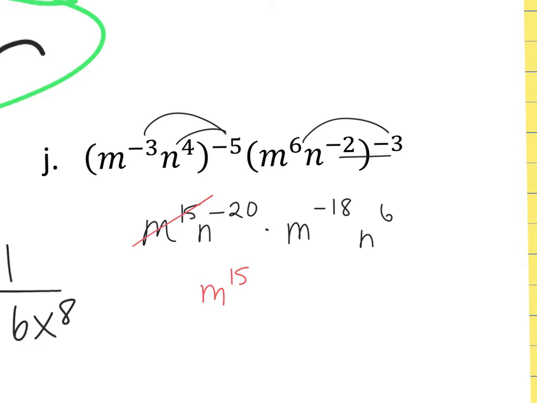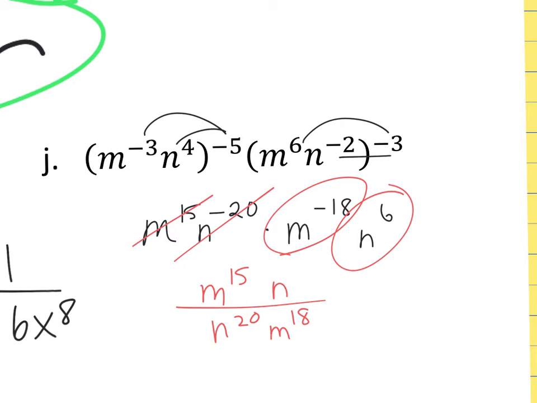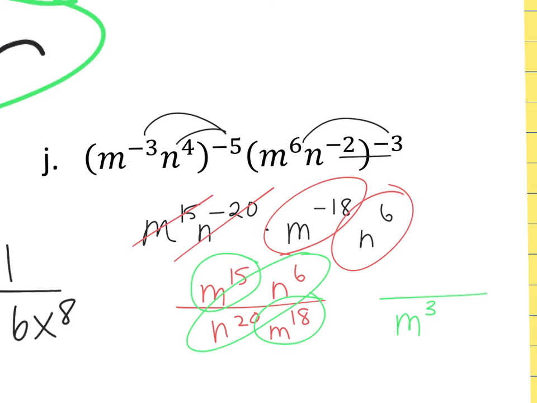So m to the 15th stays, n to the 20th goes on the bottom, m to the negative 18 goes to m to the 18 on the bottom, and then n to the 6th stays. Now, reducing this using the quotient property, you have 3 m's, m as in Mary, that are going to be left in the denominator. So it's going to be m cubed in the denominator. And you're going to have, there's 6 in the top, 20 on the bottom, so you're going to have 14 left on the bottom of n's. Keep a 1 on the top.